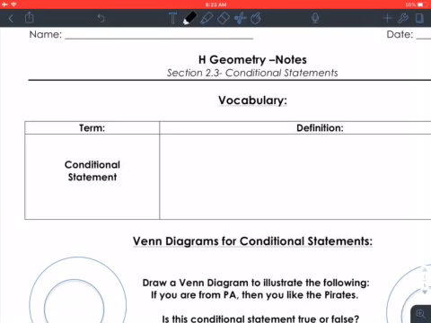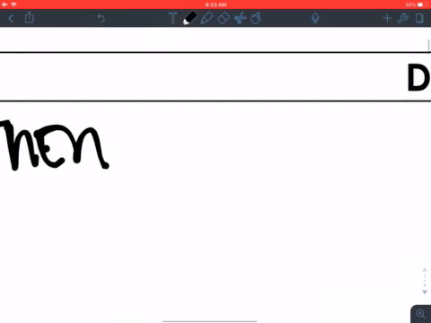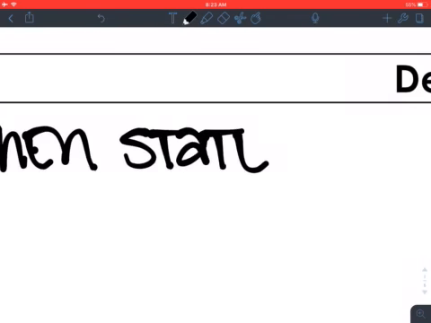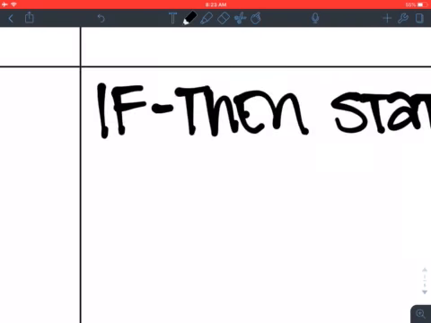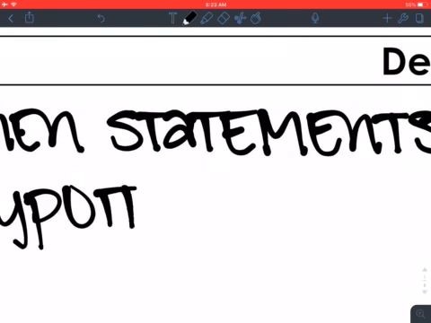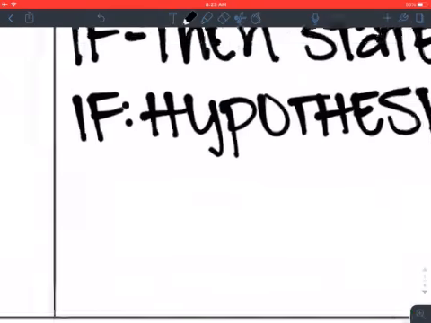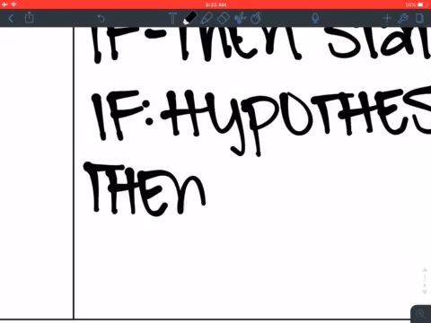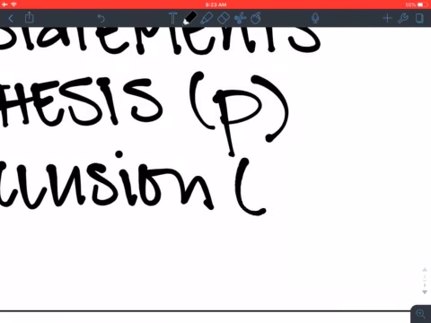So what we're studying are conditional statements, and conditional statements are if-then statements. And there's two different parts of if-then statements, and it's kind of in that definition where you have an if part and you have a then part. For the if part, we call that the hypothesis of the statement, and we use P to represent that. And the then part is called our conclusion, and we use Q to represent that.